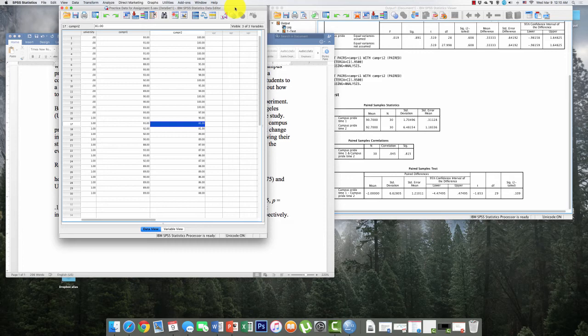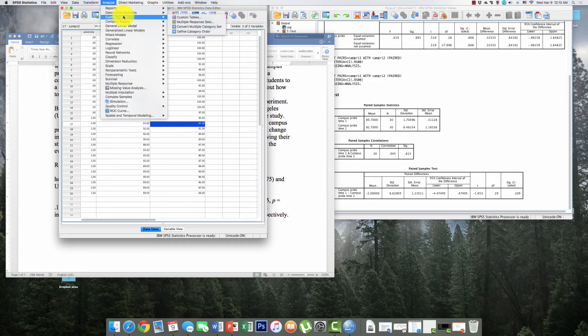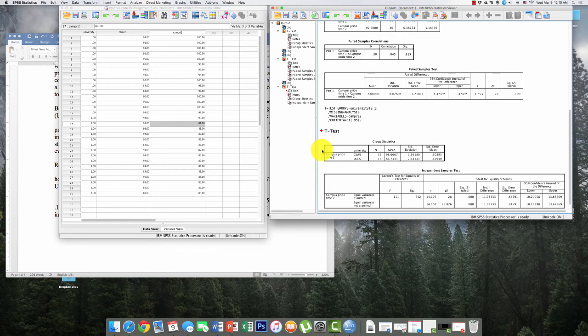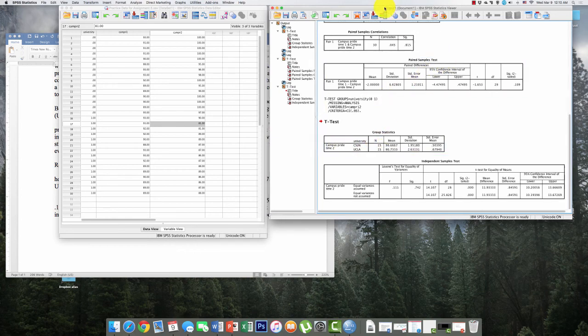Last analysis is the independent samples t-test. We're going to go to compare means. Again, independent samples t-test. Instead of CAMPRE-1, we're going to go to CAMPRE-2. This is the equivalent of the time 2 or the after. Hit OK. And then we're going to get this output now.